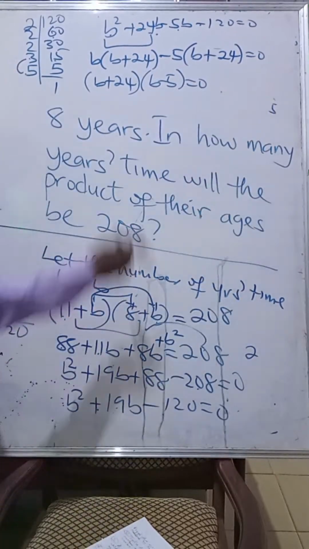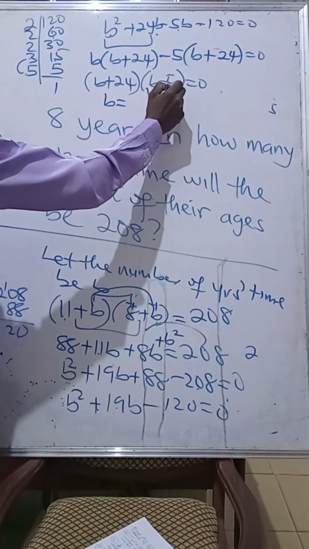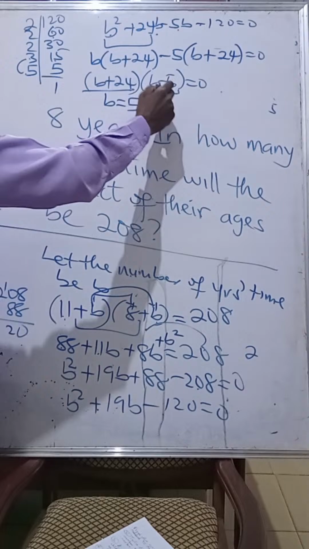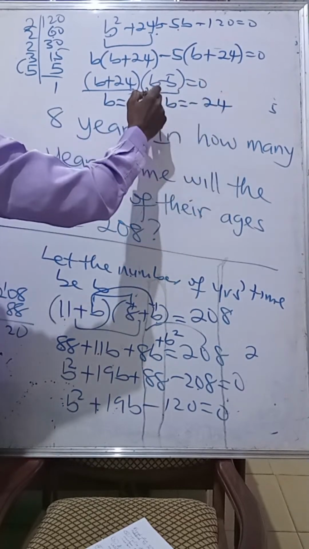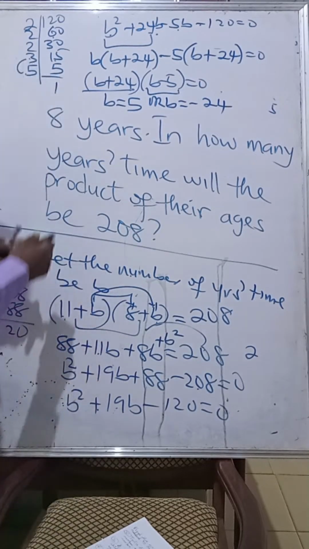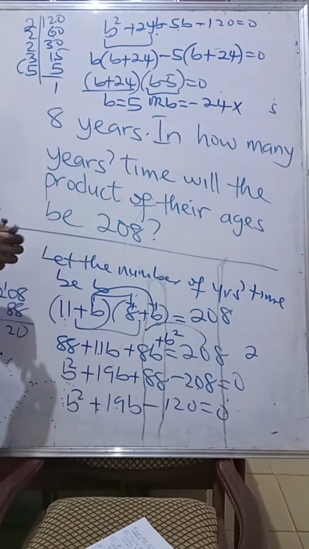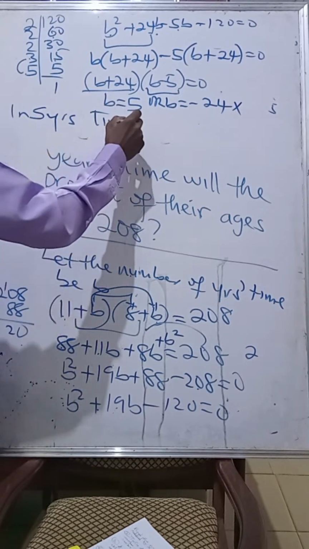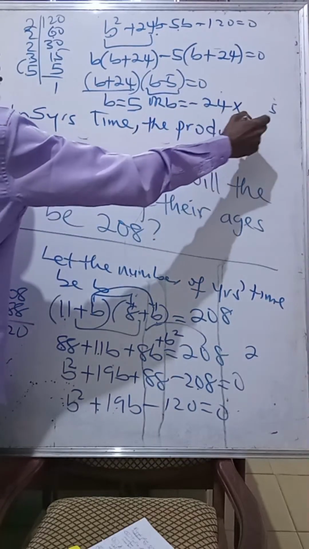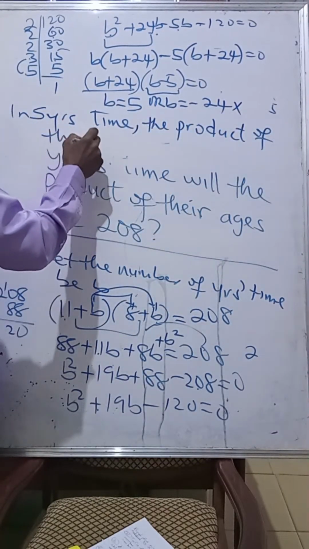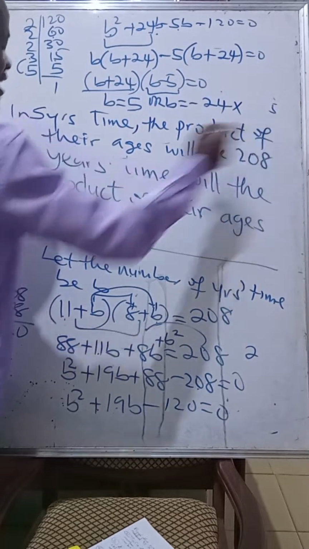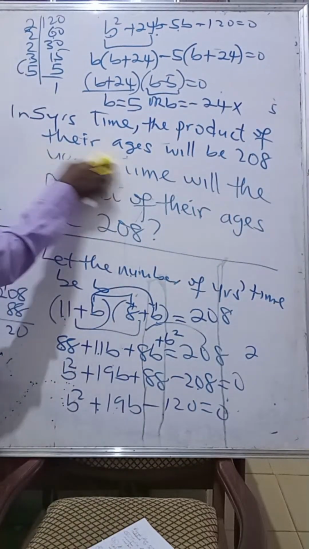This implies that b minus 5 is equal to 0, that's b equal to 5. This one also, b plus 24 is equal to 0, and b equals minus 24. So these are the values for b. For the future, the answer cannot be negative. When you're talking about the future, the age cannot be negative. So in 5 years' time, the product of their ages will be 208. So that's that on that question.